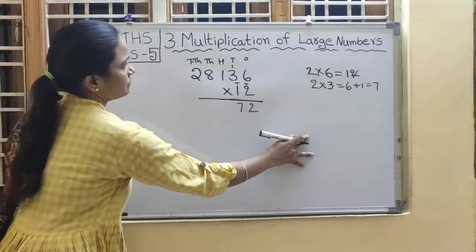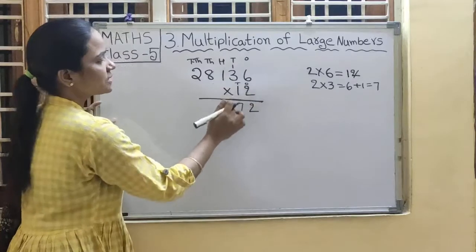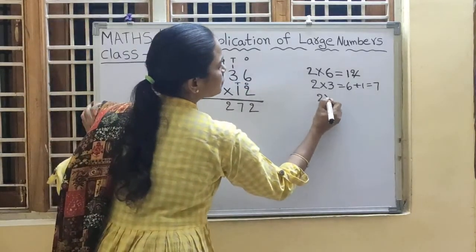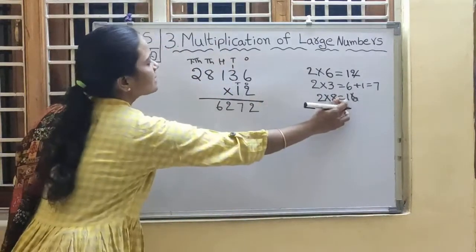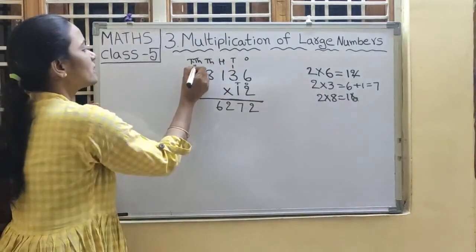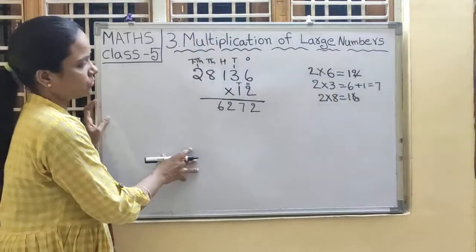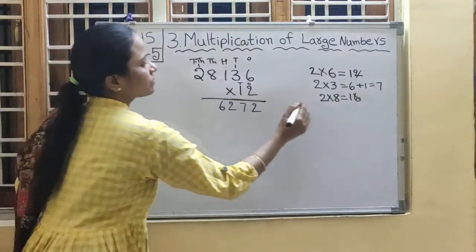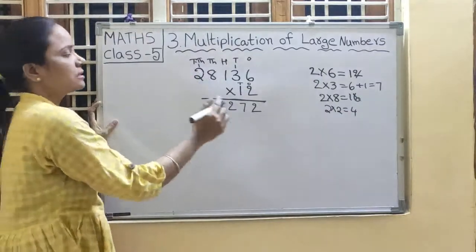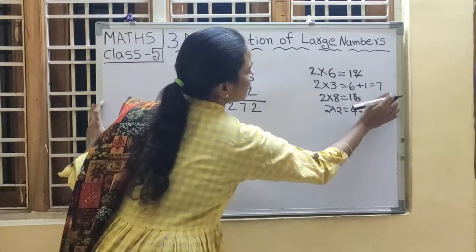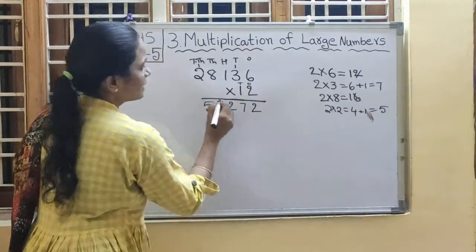Next, 2 ones are 2. 2 eights are 16. So 6 right here, and 1 is the carry over, forwarded to the next place, the 10,000s place. Next, 2 twos are 4. What is the carry over? 1. So add 1 to this 4. So 4 plus 1 is equal to 5. So write here 5. Shall we check again?